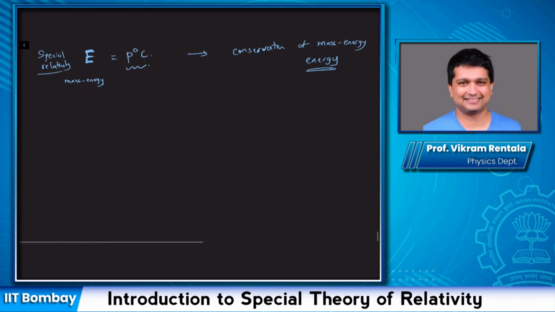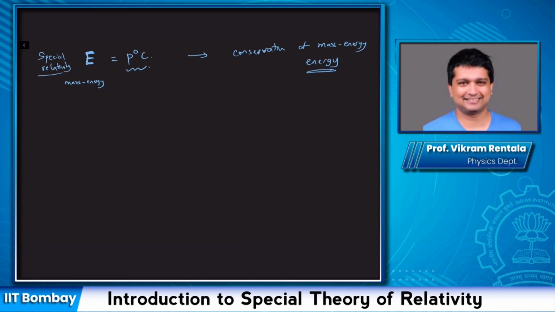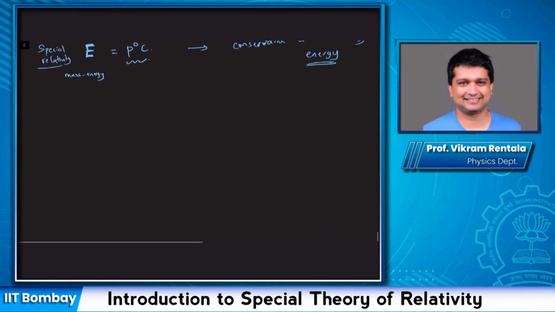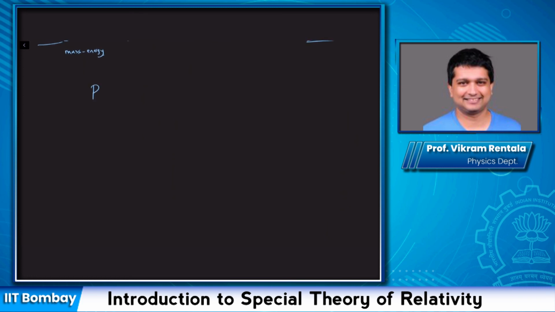Okay, so we'll explore some implications of the conservation of this mass energy in a moment. But before we do that, let's ask another question. Now that I have this 4-vector p mu, we can construct a Lorentz invariant quantity by constructing the dot product of p mu with itself.